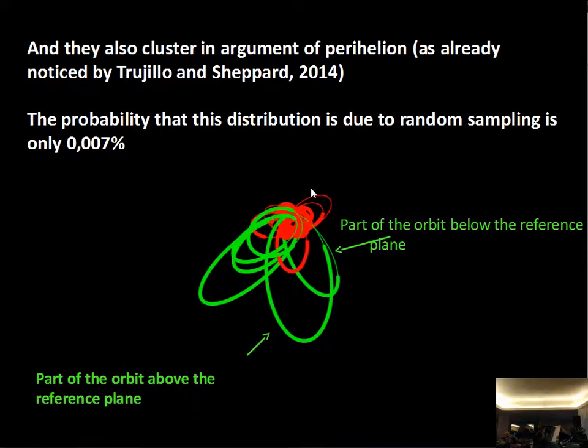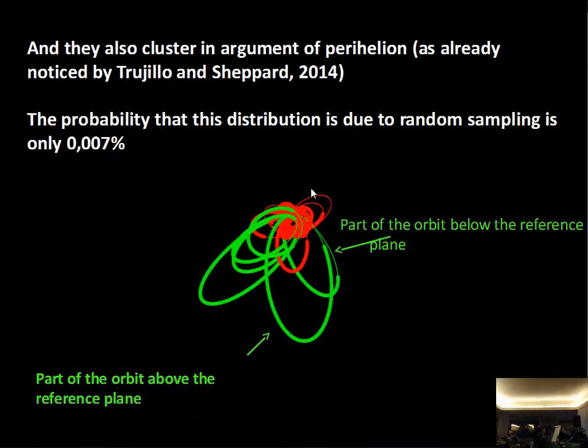Here the plane of the screen is the ecliptic plane. For each orbit, the thick line shows the part of the orbit that comes out of the plane towards you, and the thin part of the line is the part of the orbit which is behind the plane. So you can get an idea of the 3D distribution of these orbits. And again, you see that these orbits are not distributed at random. The orbits cut the ecliptic very close to perihelion.